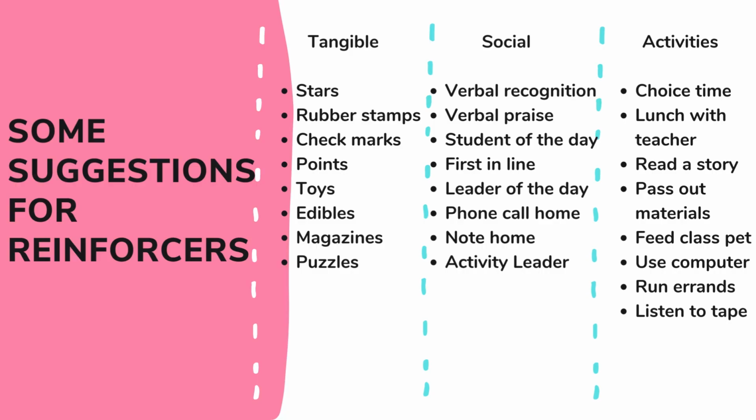Here are some suggestions for reinforcers. For tangible, we can use stars, toys, food, and more. For social, we can do verbal praising, first in line, and many more. For activities, they can feed a pet, use computer, read a story, and more. So here are the reinforcers you can use.